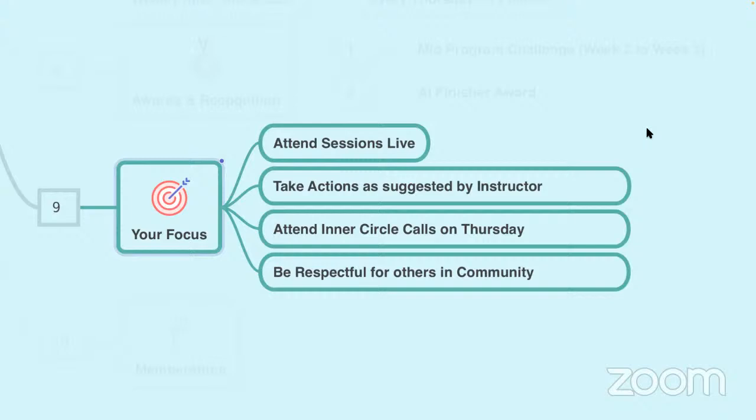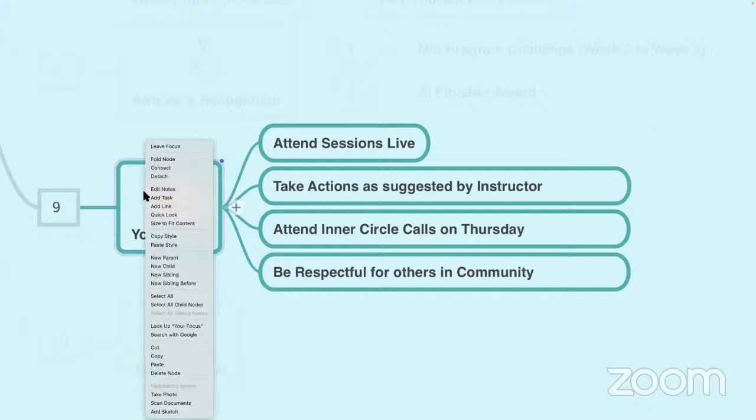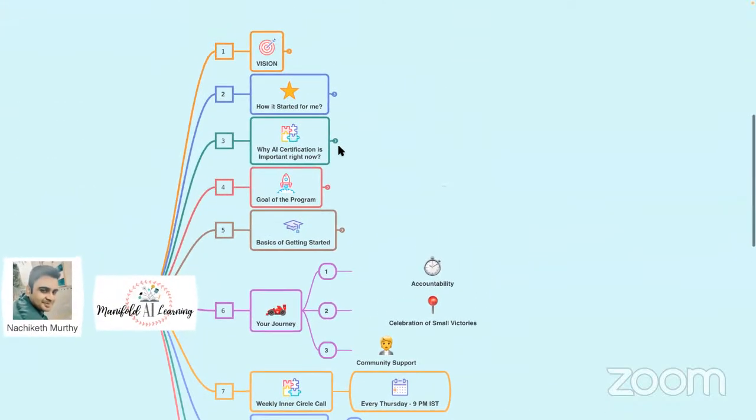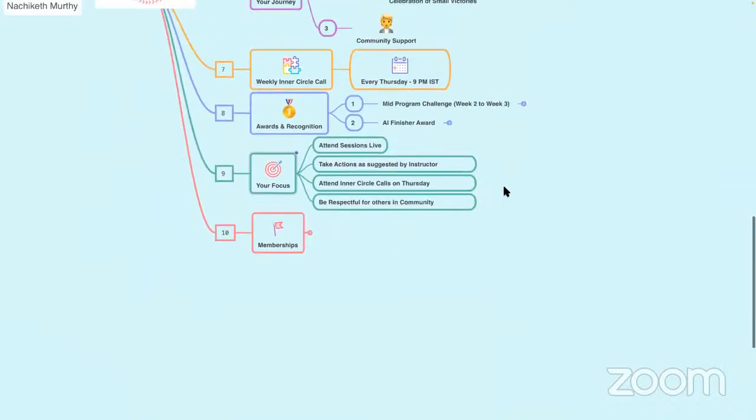And be respectful to others in the community, because as you know, every learner is at a different level. Maybe you already have a certification in AWS, but we'll also have learners who are new to our community or new to generative AI. So please be respectful to the others in the community and follow the code of honor of our Manifold AI learning community. These are the key focus areas that I recommend each of you have to get the most out of this learning journey.